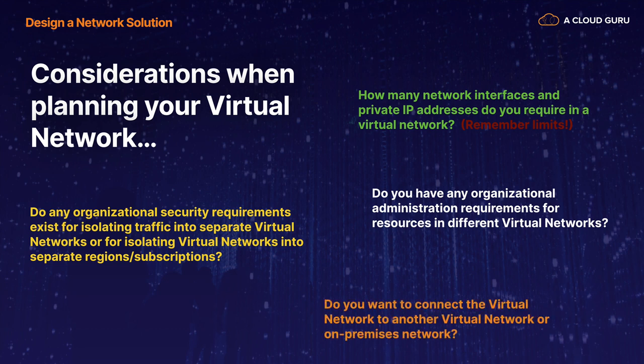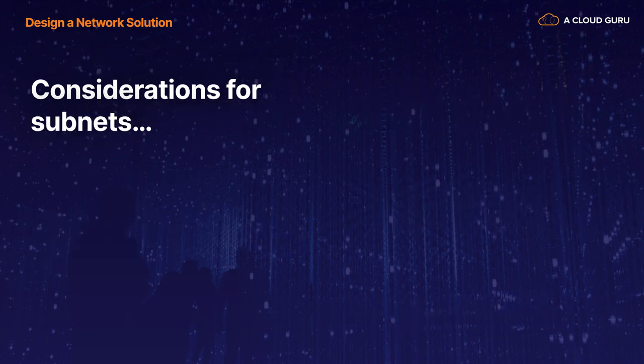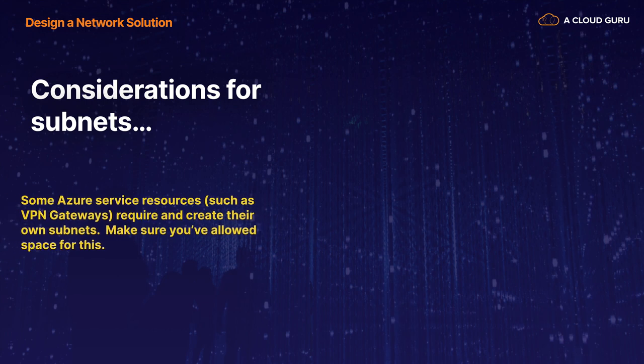And lastly, are you going to want to connect your virtual network to another virtual network or an on-prem network, which means you're going to need to be aware of the traffic between those virtual networks, or in the case of going to on-prem, you're going to need a gateway and possibly VPN, or maybe even ExpressRoute. So when you're looking at subnets, some Azure service resources, like VPN gateways, will actually require that you make a subnet expressly for them. Not every Azure service that uses networking is going to require this, but many do. So make sure that whenever you've laid out your network addressing, you've allowed for space for things like this.